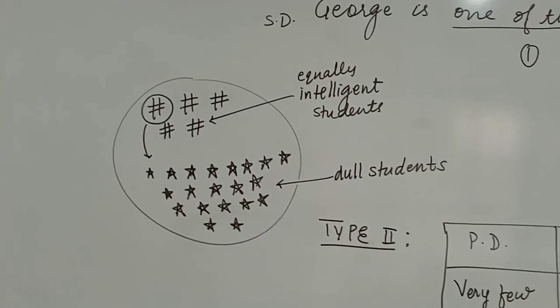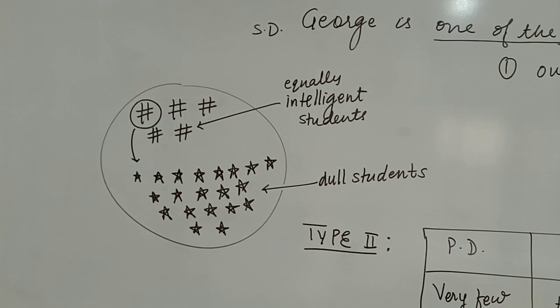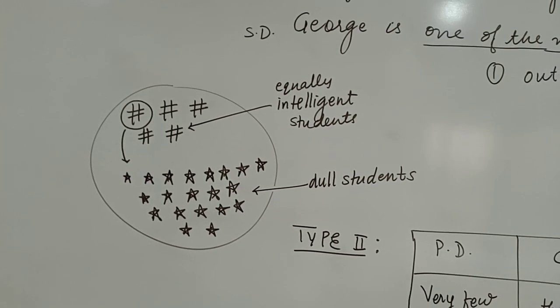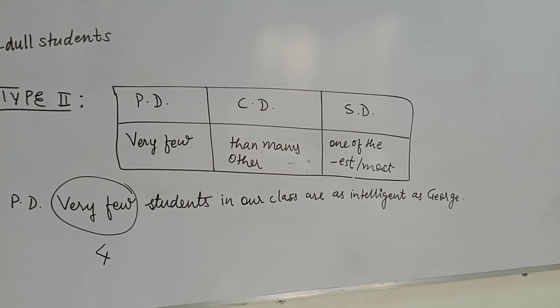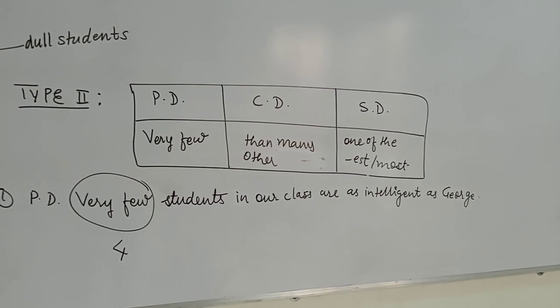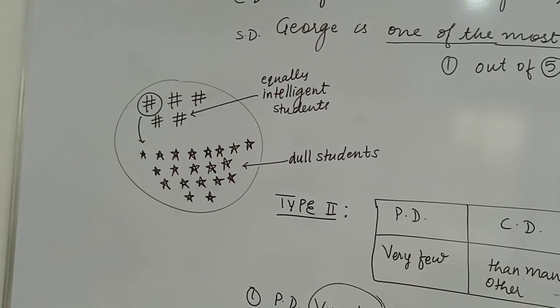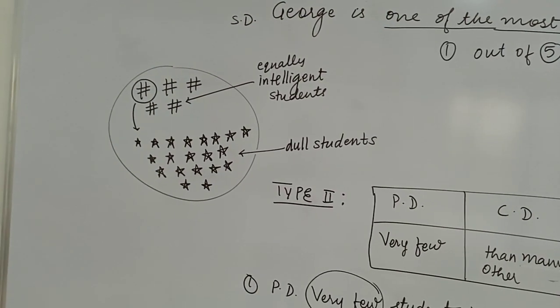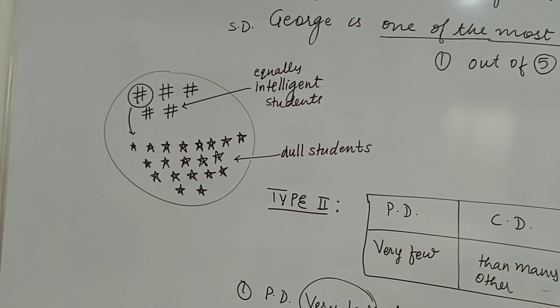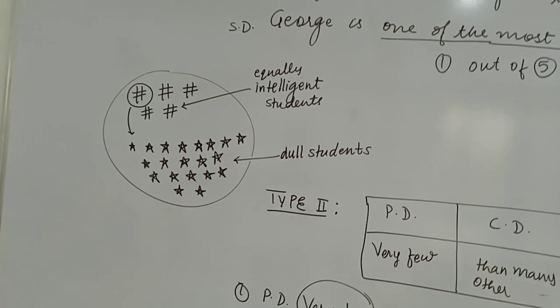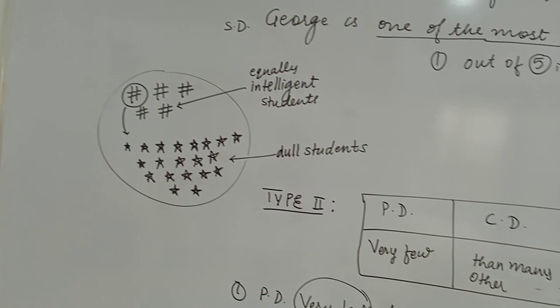See, there are 20 dull students in the class and 5 are equally intelligent. So we have written very few students in our class are as intelligent as George. So here very few means 4. 4 other students are there, hash students. They are as intelligent as George is. Okay, now where is George? Hash and surrounded by the circle is George.